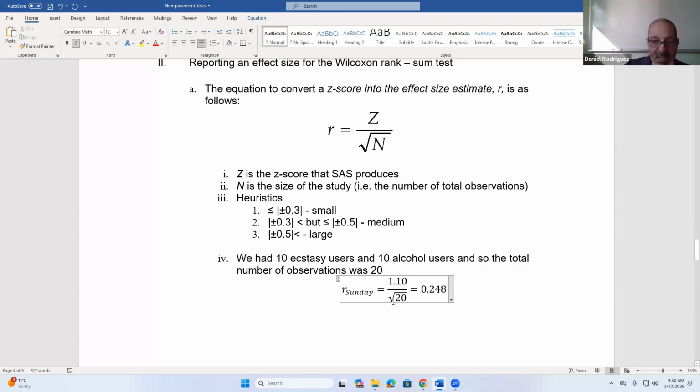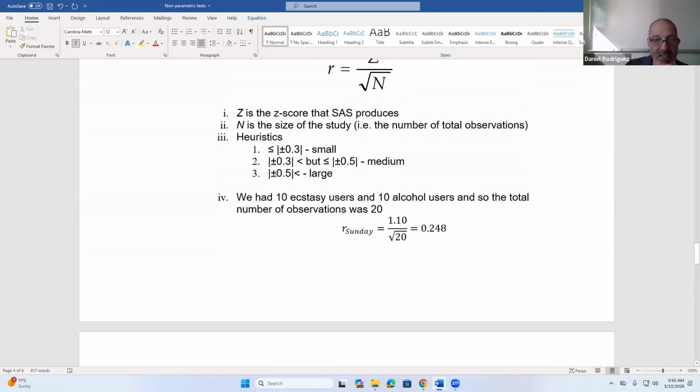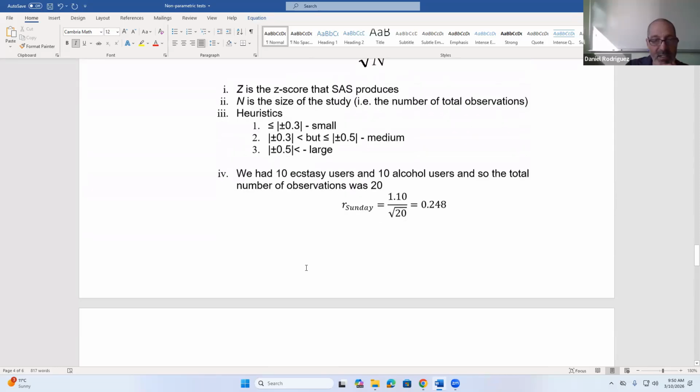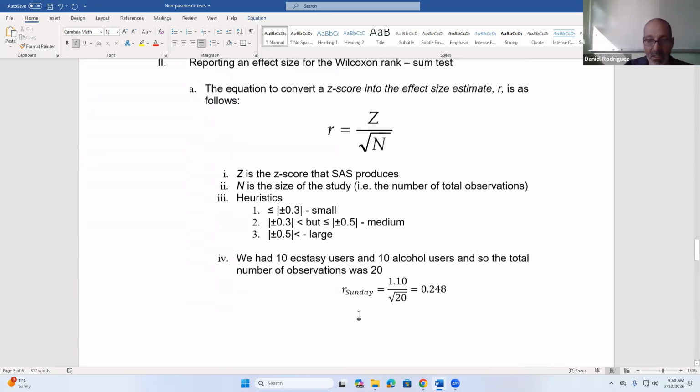Score was 1, 10 divided by square root of 20, and we get 0.248. And if we look at these heuristics here, for R, if it's less than or equal to 0.3, it's considered small. So this would be considered a small effect, okay? And then for the second one, for Sunday, we had a larger effect, right? So 3.48 over square root of 20, we got 0.778, and that is a large effect, greater than 0.5. Okay, so let's go ahead and run this analysis, then we'll talk about the output.